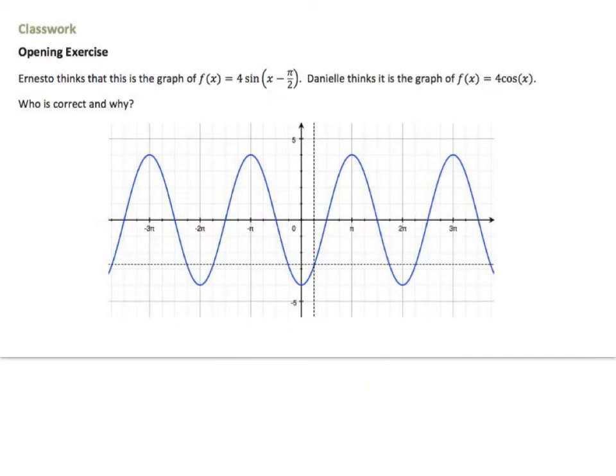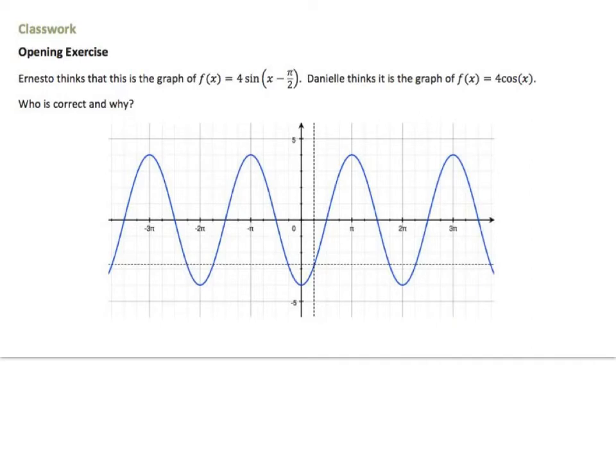Okay, to start out, Ernesto thinks that this graph is f of x equals 4 sine x minus pi over 2. Danielle thinks it's the graph of f of x equals 4 times cosine x. Who is correct and why?